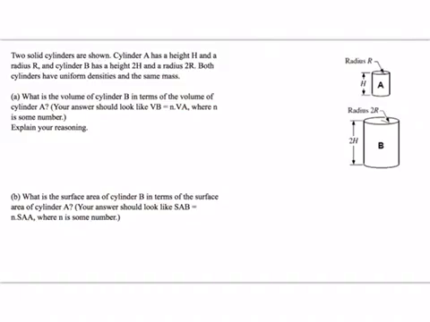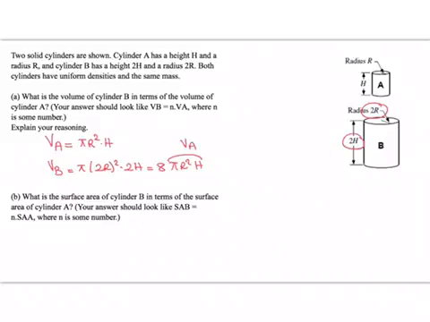2 solid cylinders are shown. The radius and the heights are given. What's the volume of the cylinder B in terms of the cylinder A? The volume of the cylinder A is equal to π times the radius r squared times the height h. The volume of B is equal to π times its radius 2r squared times the height 2h, which is equal to 8πr²h. This value is equal to the volume of A, so the volume of B is equal to 8 times the volume of A.